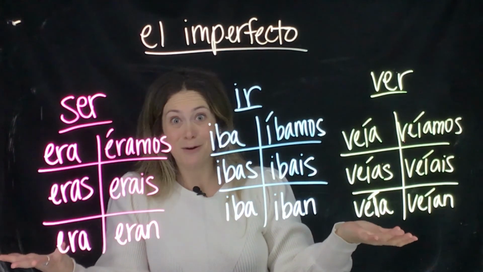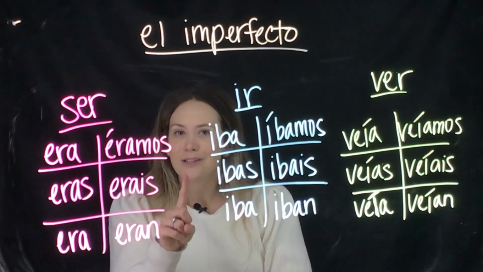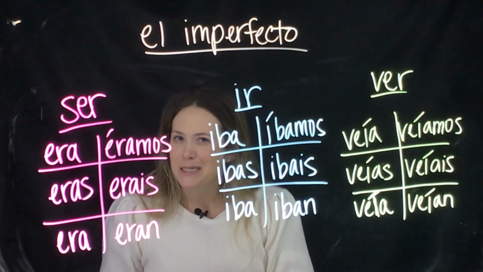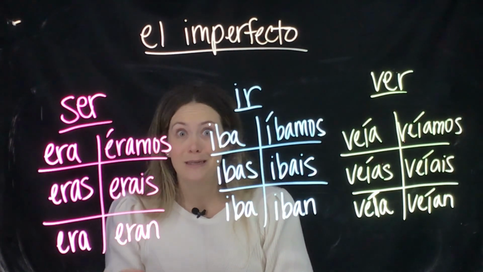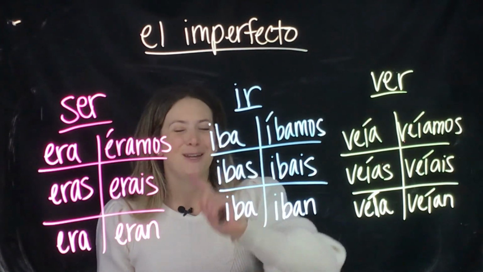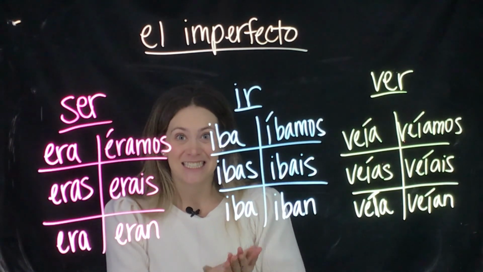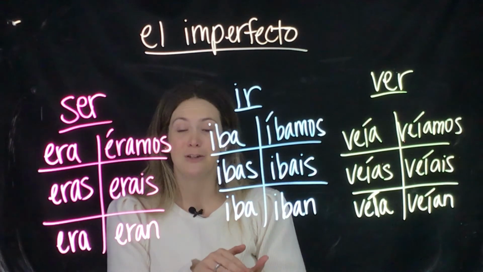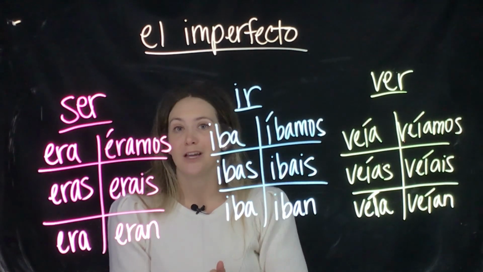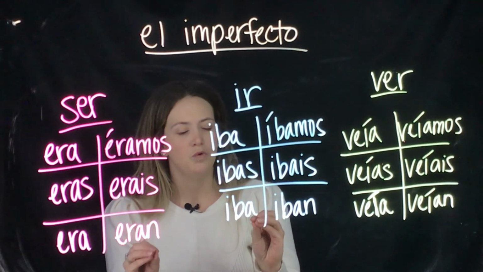Y eso es el imperfecto. Es muy fácil, ¿no? Don't get tricked though. Every single year, some kids don't study because they think, oh, it's so easy, it's so much better than the preterite. Make sure you're still studying. Make sure that you do the practice on the next slide. You are going to conjugate the verbs, then watch the video and check your work. Make sure we know how to conjugate these verbs. Es muy importante.